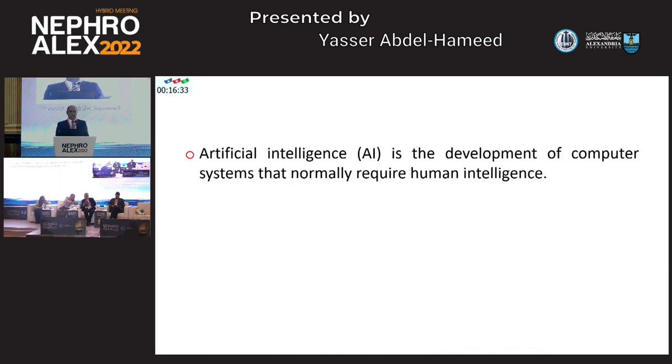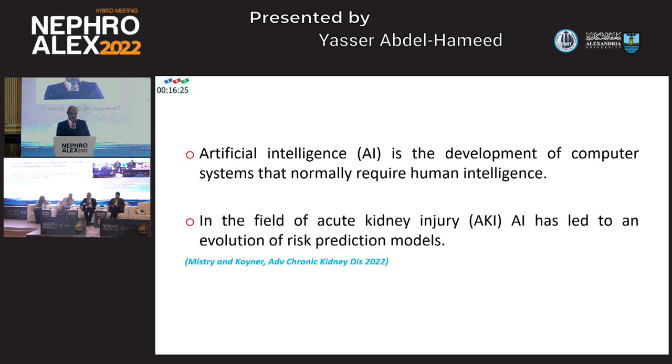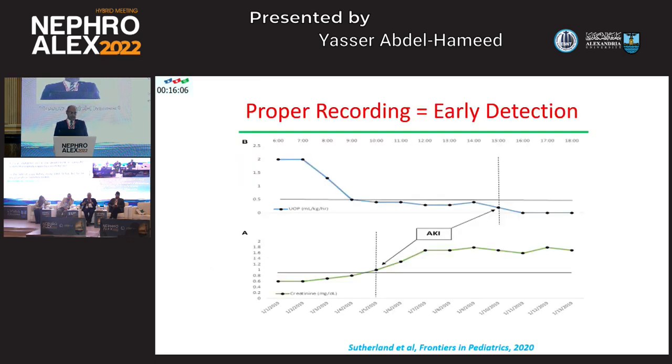While artificial intelligence is the use of computer science, not replacing human intelligence but adding to it. In the field of acute kidney injury, artificial intelligence led to an evolution in risk prediction models. As you all know, it is very important to predict acute kidney injury. Early treatment depends on early prediction.